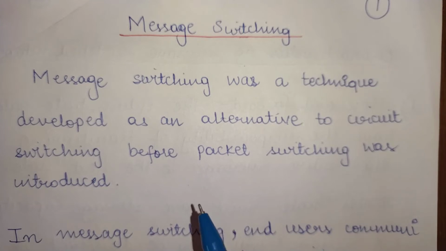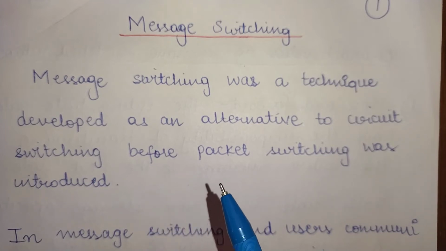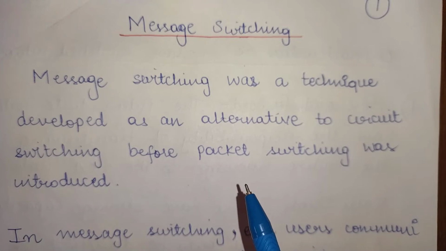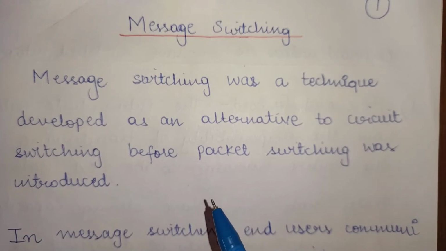Now, as we all know, in circuit switching, dedicated paths are established between the sender and the receiver. But there is no such thing in message switching, right? So it is an alternative to circuit switching, and it was developed before packet switching. As you know, we have three kinds of switching techniques: circuit switching, message switching, and packet switching. First came circuit switching, then message switching was developed as an alternative, and it was developed before packet switching came into the scene, right?